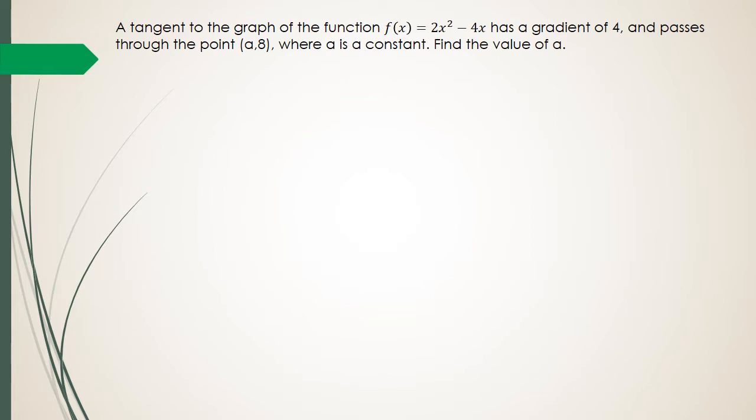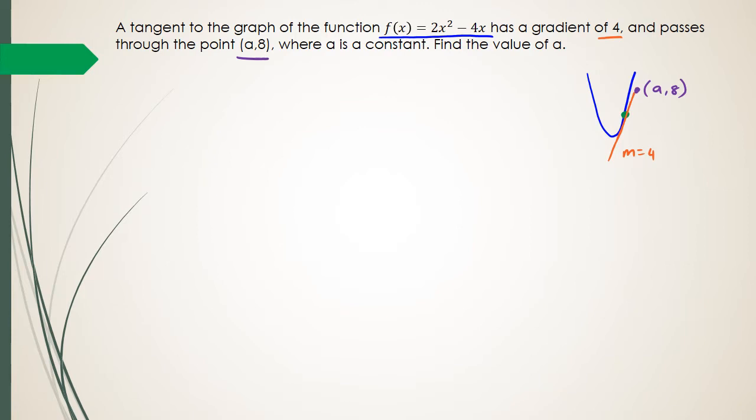Okay, so what we have is a tangent to the graph of the function 2x squared minus 4x, which has a gradient of 4. So we've got this parabola here, which is the blue line. And we have a particular point, the green colored point, and on that point we have a tangent that has a gradient of 4. We also have a purple point, which is (a, 8), that's on the tangent itself. And we're trying to figure out what the a value is.